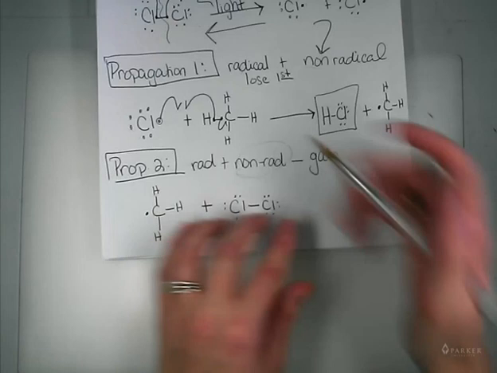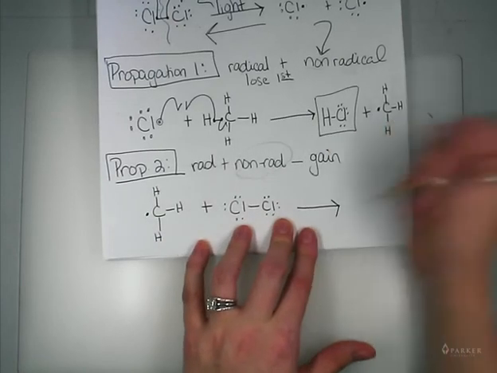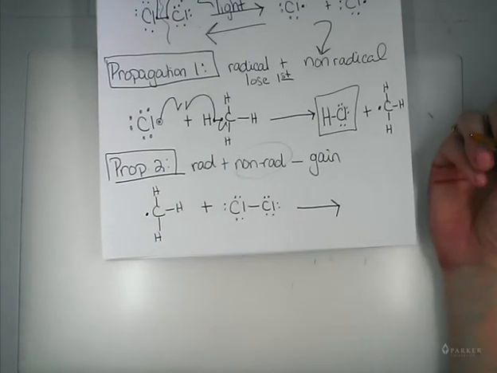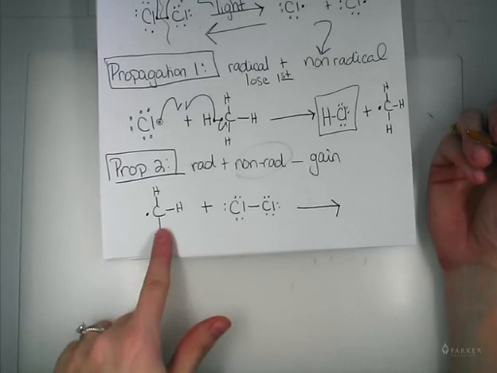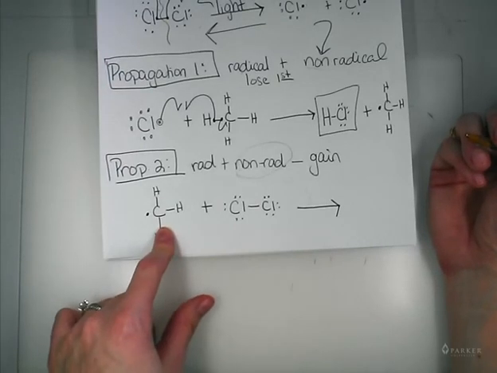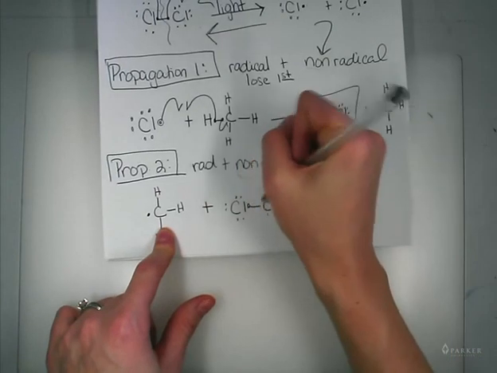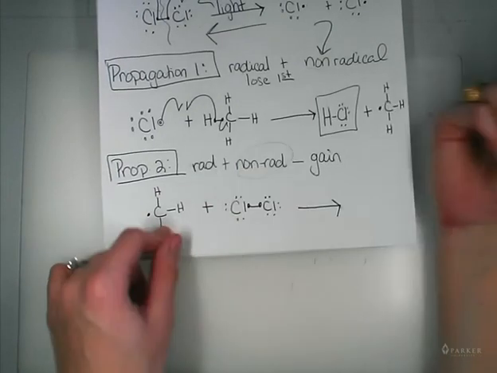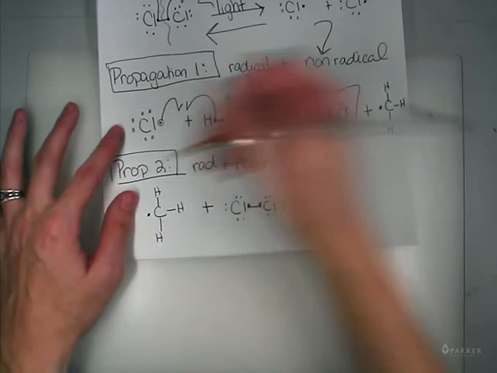So now let's think about what we need to make. What's my reactive species in here? Carbon radical. And what is it going to make a bond with? Chlorine. And we're always going to break up bonds. That's what radicals do.